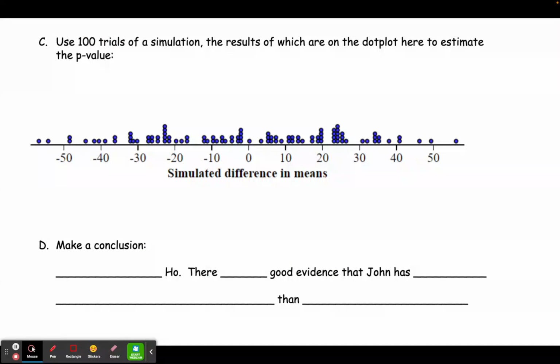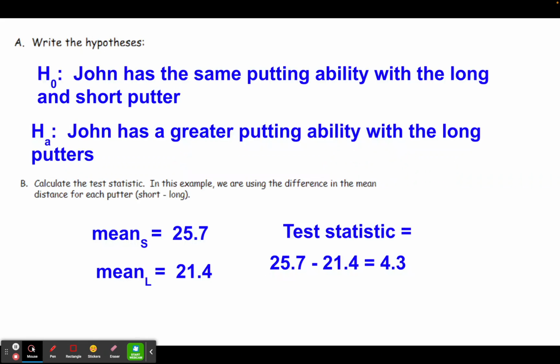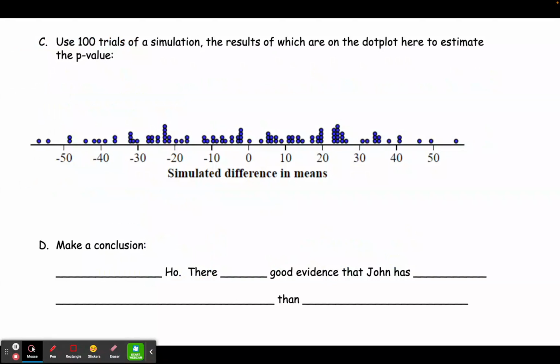Now I've given you the results already of the simulation, and what we're looking at here is the simulated difference in means. And our test statistic, remember we calculated, was 4.3. So on this scale, we're going to try to identify about where 4.3 is. It would be somewhere between 0 and 10, and it's really hard to tell because it's not precisely labeled, but that's okay. But anything 4.3 or greater would be our p-value.